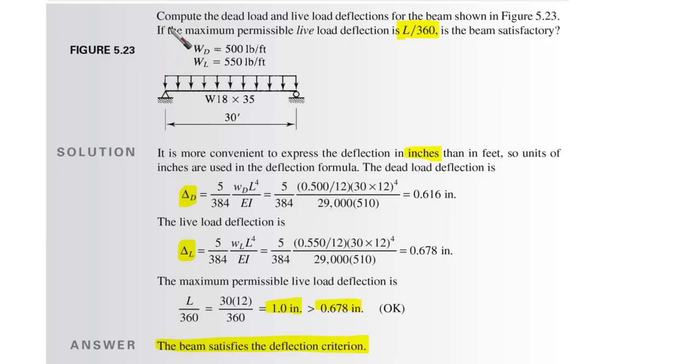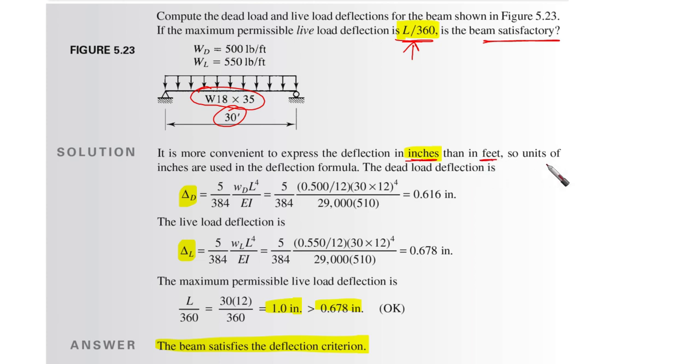So the example says compute the dead load and live load deflections for the beam shown in this figure. If the maximum permissible live load deflection is L over 360, it's given for us here, is the beam satisfactory? We want to check whether the beam is going to be satisfactory or not. As we said, this is a steel beam, wide flange 18 by 35, and the length is 30 foot. It is more convenient to express the deflection in inches than in feet.